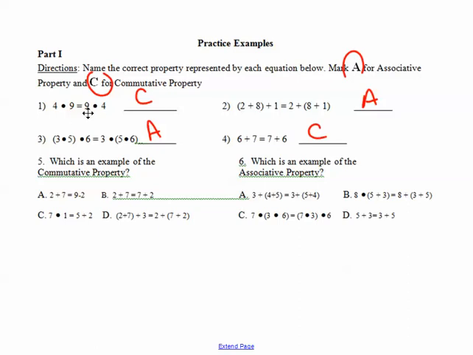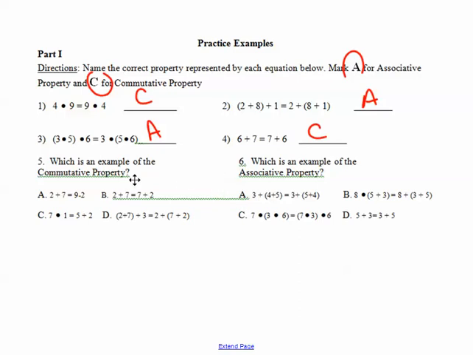All right, check your answers. So this is the commutative because the order didn't matter. And to be specific, this is the commutative property of multiplication because I'm multiplying. This is the associative. Do you see my grouping symbols are different? I've grouped differently. Associative property of addition. This is associative property of multiplication because I have multiplication. And this is my commutative property of addition. All right?